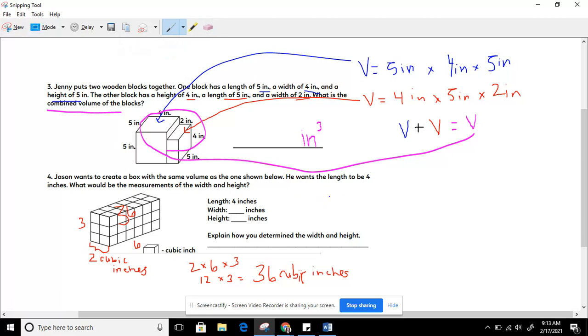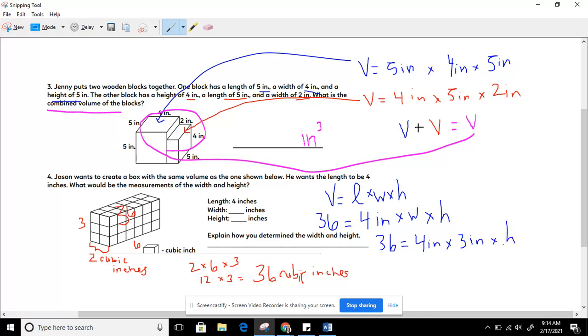So if we're going back to the equation of volume, volume is equal to the length times the width times the height. We know that he wants the volume to be 36 cubic inches, and we know that the length has to be 4 inches. So what can the width and the height be? So 4 times what is going to get us 36. Well, I know that 4 times 3 is going to give me 12. So if I did 36 as my total volume is equal to 4 inches times the width. Well, I'm trying to get to 36. If I did 12 or 4 times 3, that's going to get me 12 times the height.